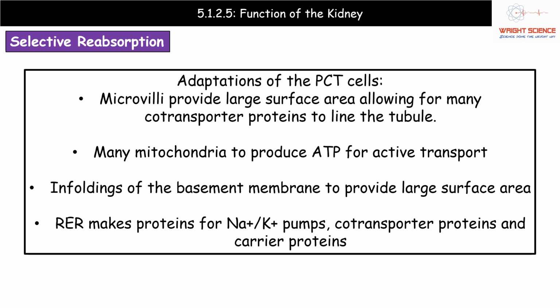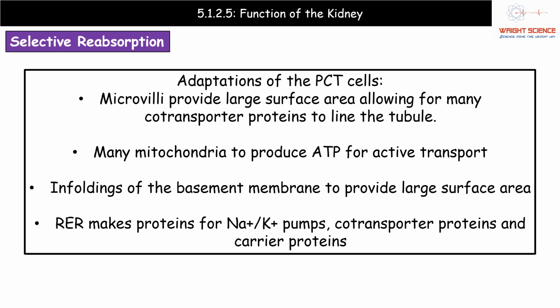Second thing they're going to require are lots of mitochondria. And hopefully this was an assumption we made because we've been talking about these active processes. Any of these active processes require ATP. In order to produce ATP, we are going to require the mitochondria to carry out respiration.